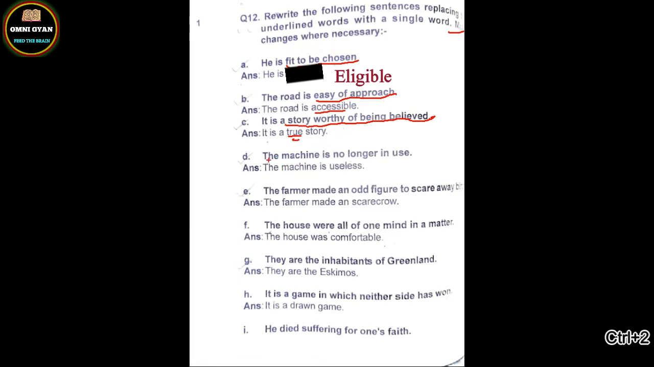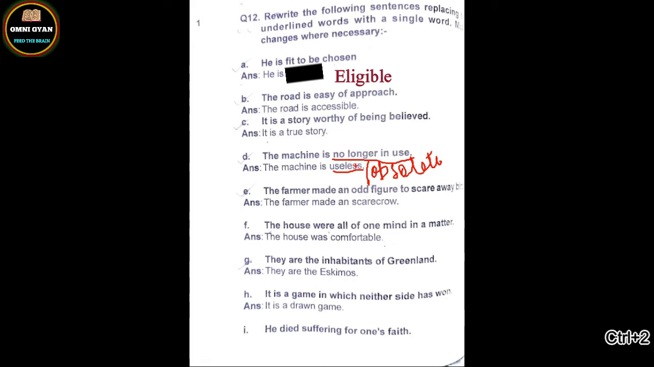Next, the machine is no longer in use. So something which is no longer in use is, see, there are two things that you can write here. The machine is useless. This is normal day-to-day language. You can use another also. Obsolete. Something which is no longer in use is obsolete, O-B-S-O-L-E-T-E. Obsolete. Something which is no longer in use is also called obsolete. You can write useless also, but I would prefer you to write obsolete.